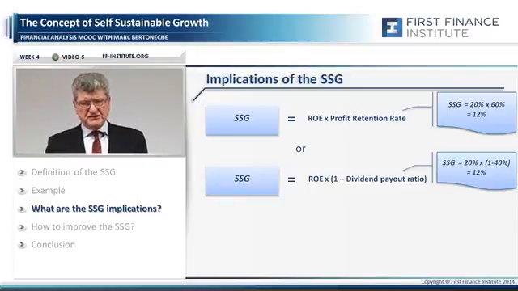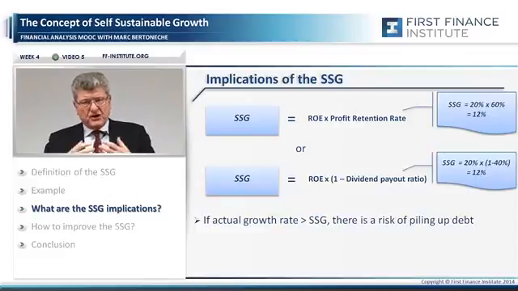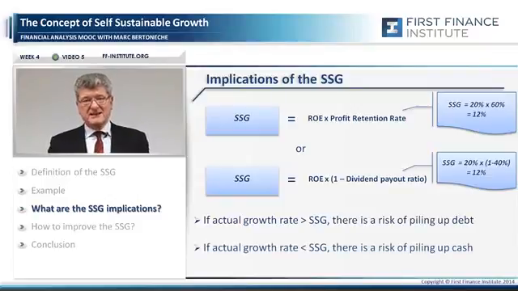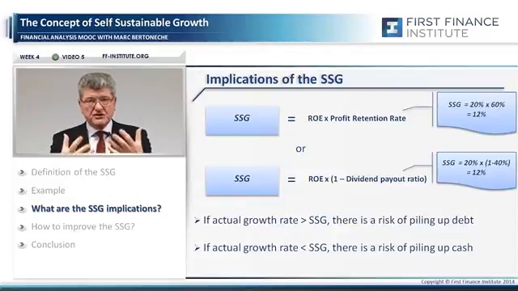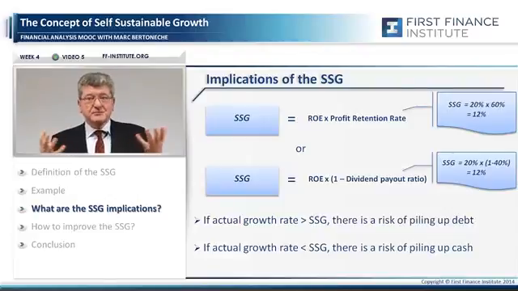What are the implications of this concept? If the actual rate of growth is higher than the self-sustainable growth, if the company is growing faster than the self-sustainable growth, as you have seen, there is a risk of piling up debt. If, on the reverse, actual growth is less than the self-sustainable growth, if the rate at which the company is growing is lower than its self-sustainable growth, the risk, but it is a better risk, is to pile up cash.